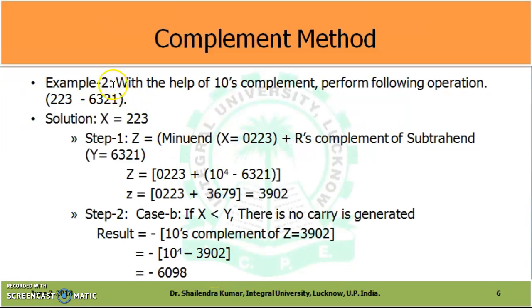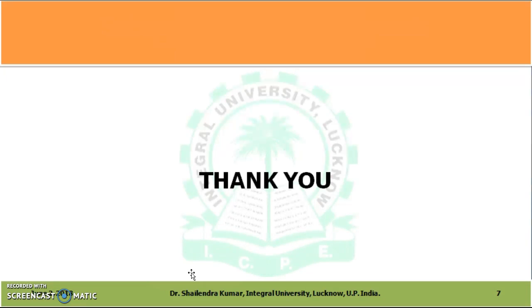Similarly, taking example 2, we have to subtract 6321 from 223. Here, x is less than y, so the second case will be applicable here. So the final result will be minus 6098. So this is the end of module 4.